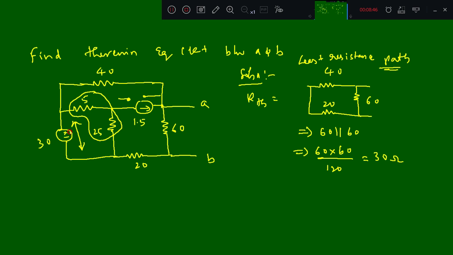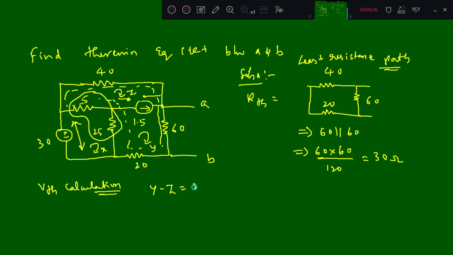Then, when coming to calculating VTH, first you check the current source. The current source is in between two loops, so this becomes a super mesh. I will consider this as one complete super mesh. Now you write the constraint equation. I will consider this as the X current, here it has Y current, then here it has Z current. So the first equation: Y minus Z is equal to 1.5. This is equation number 1.